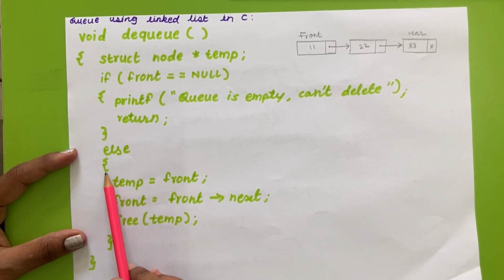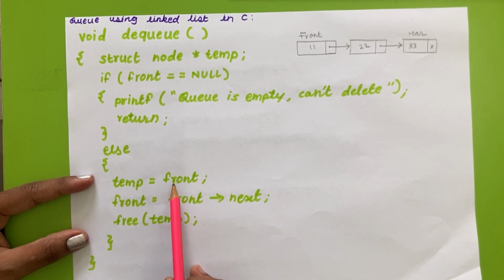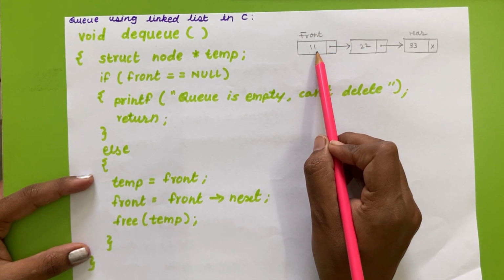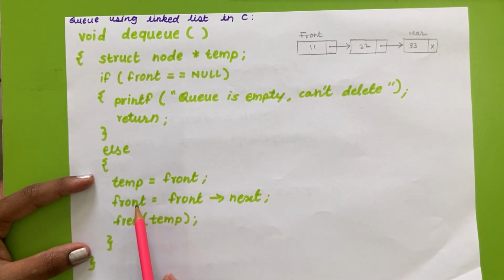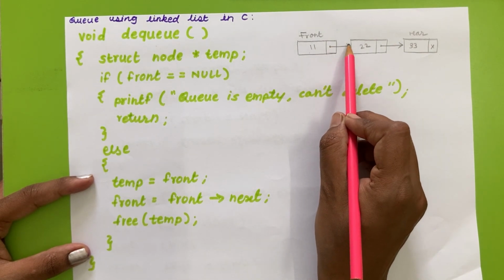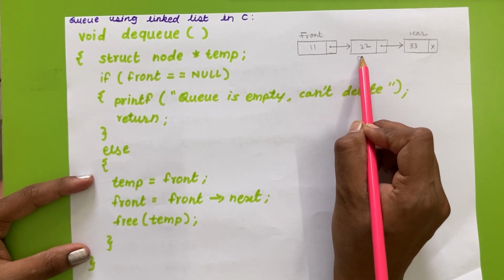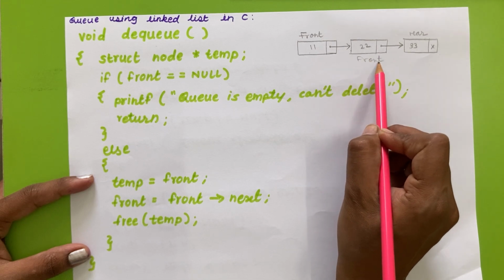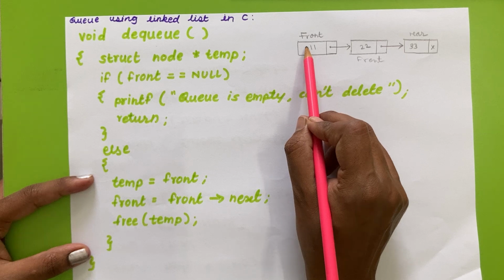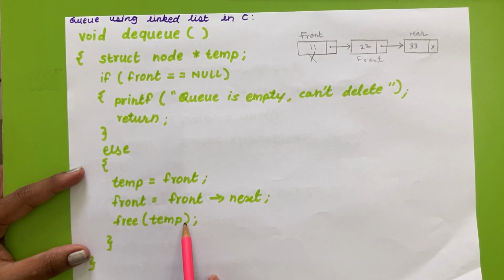Okay, so in the else part first we have to copy this value of front in the temporary node. So we have copied front in the temp, then we have updated front from this node to this node. That's why front is equal to front arrow next, because it stores the address of this node. So front arrow next will act as now the front node. So this will be my current node. Now we will free up the memory for this node which is stored in the temp. Okay, so free temp will free up the memory for this temporary node.